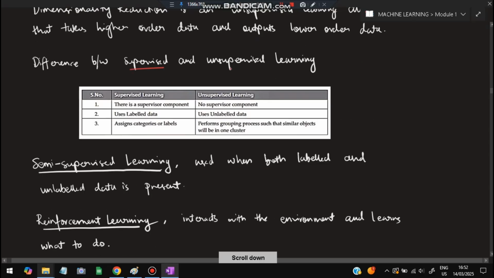The difference between supervised and unsupervised learning is that supervised learning has a supervisor component, and here we will not have it. Here it will be labeled data and here it will be unlabeled data. Here the categories and labels are assigned. We are assigning cat and dog.